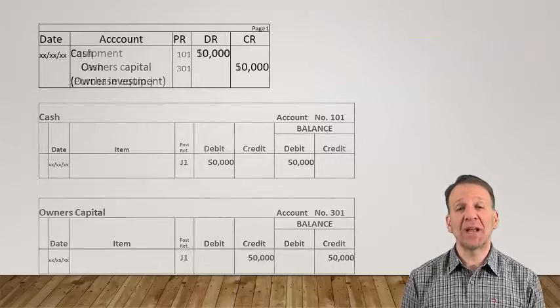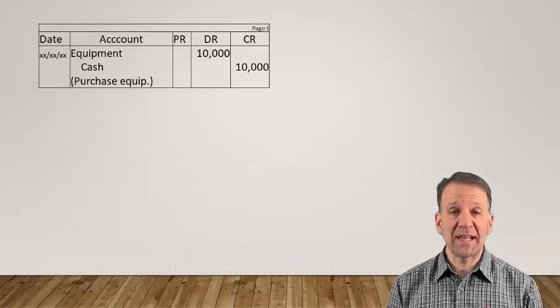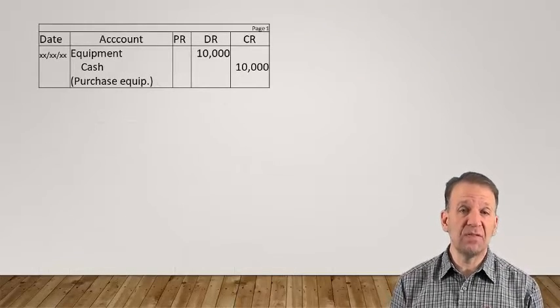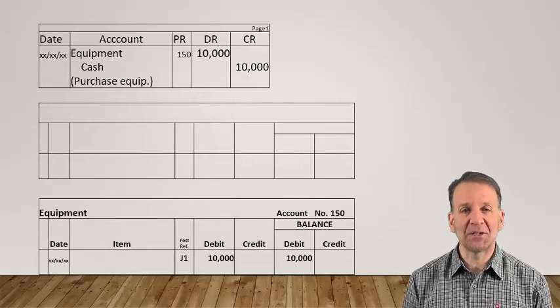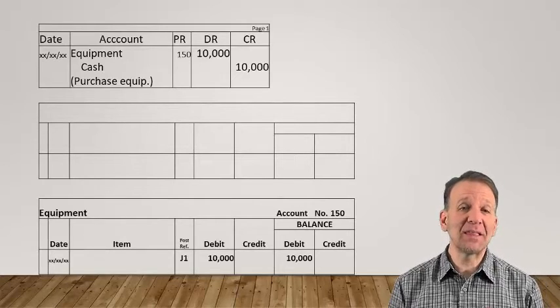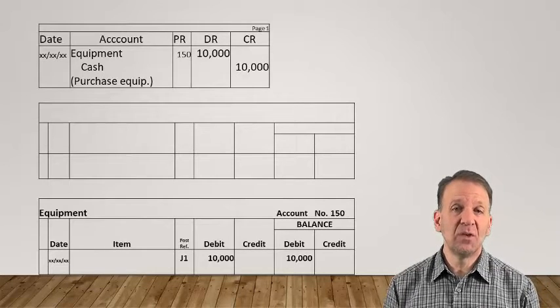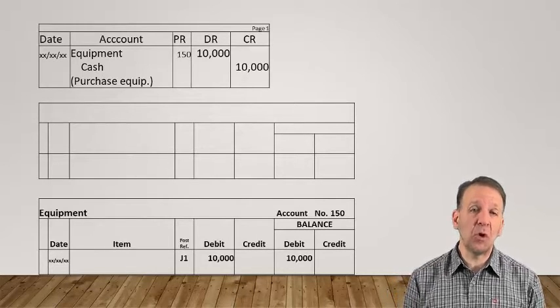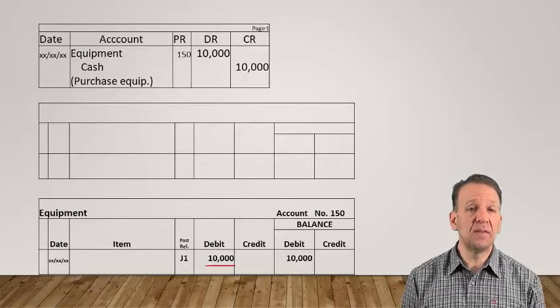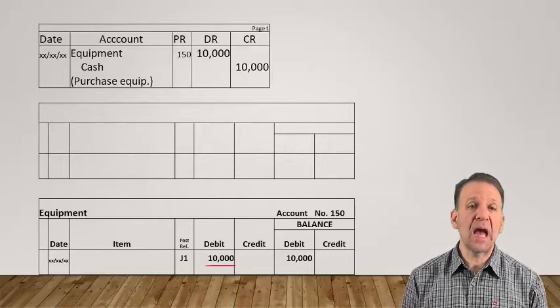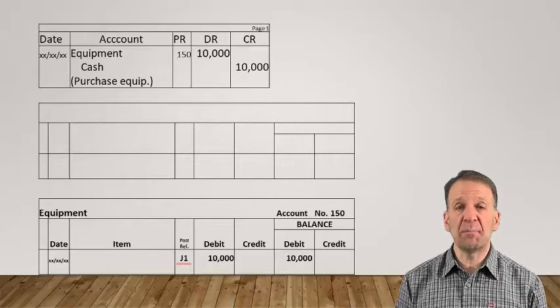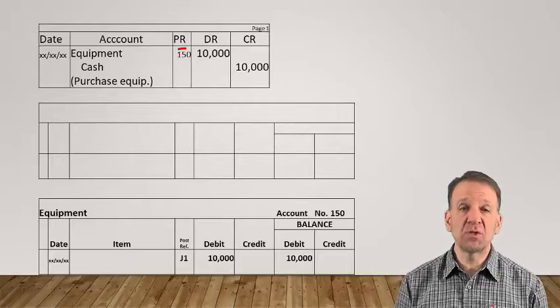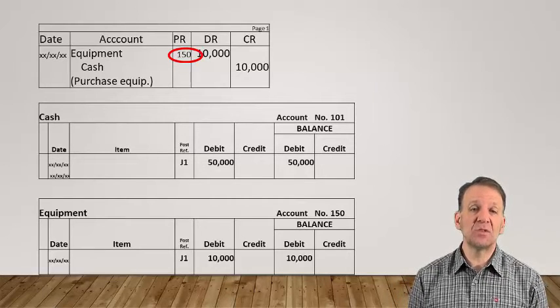Let's look at another transaction. In this transaction, we're purchasing equipment for $10,000 cash. We debit equipment and credit cash. Now, let's look at the equipment ledger. You can see that we moved the $10,000 over to the debit column in the equipment ledger, and we have referenced it J1. In the journal, we have put $150 as the posting reference, as this relates to the equipment account number.